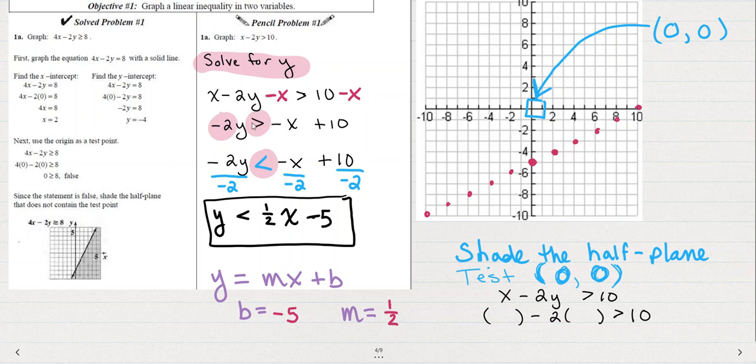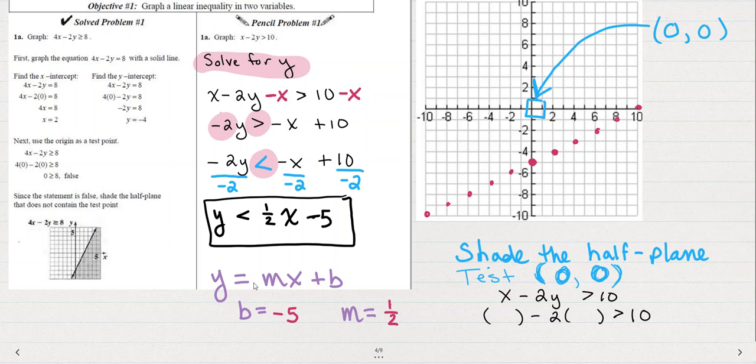So negative 2y divided by negative 2 is less than the opposite of x divided by negative 2 plus 10 divided by negative 2. So that leaves us y is less than positive 1/2 x minus 5. With this negative x over negative 2, I've just divided out: the negative divided by negative turned to positive, and then I factored out a 1/2 to get y is less than 1/2 x minus 5.